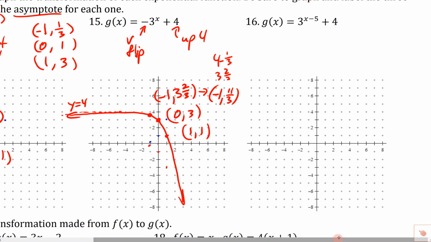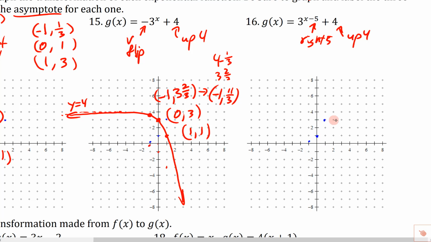Let's take a look at this last one. Same basic shape, but now we want to move it, with the x there, that's going to move it right 5. Does the opposite, so right 5. And this is going to move it up 4. So we're going to take that same shape, so let me put those on here. This one, and this one. So the -1, 1/3, 0, 1, and then the 1, 3. And we're going to move it right 5 and up 4.